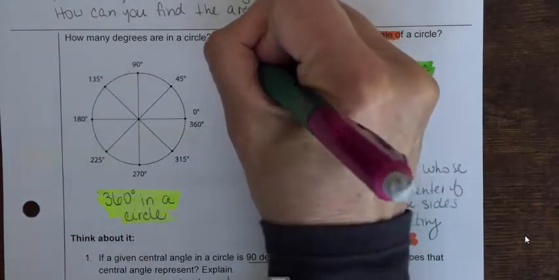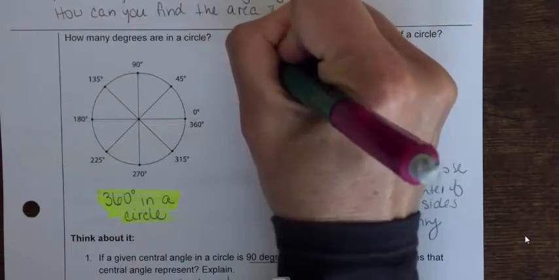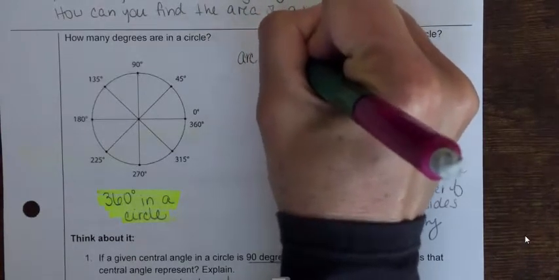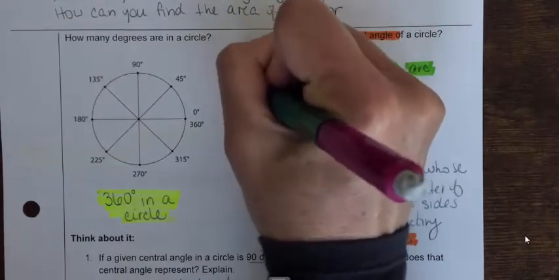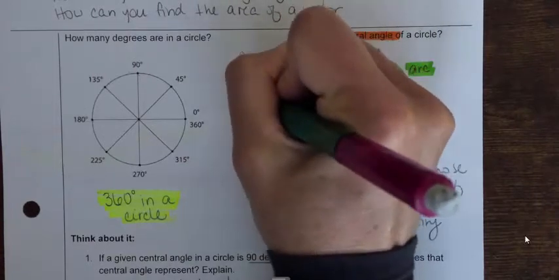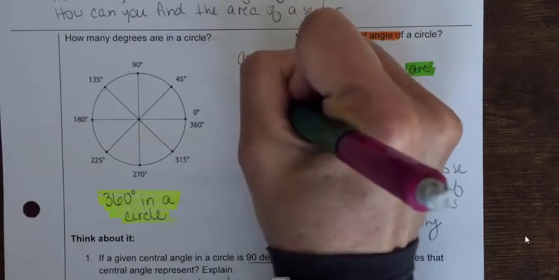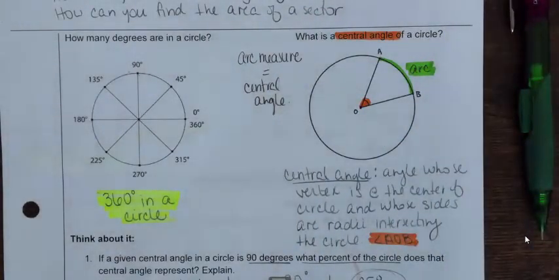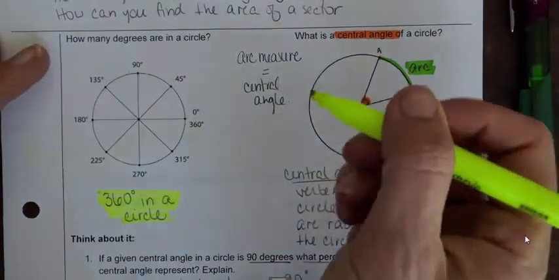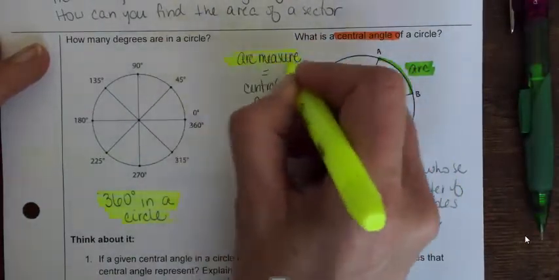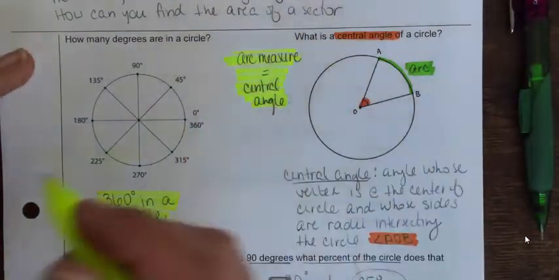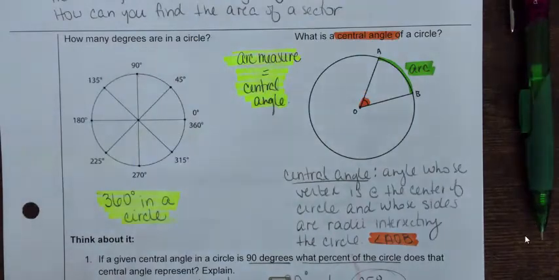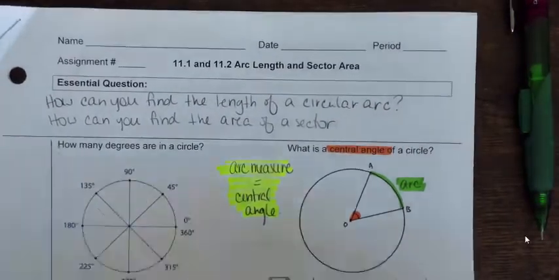So arc measure is equal to the central angle. Let's see, maybe I'll use a different color for that. So arc measure is always in degrees.